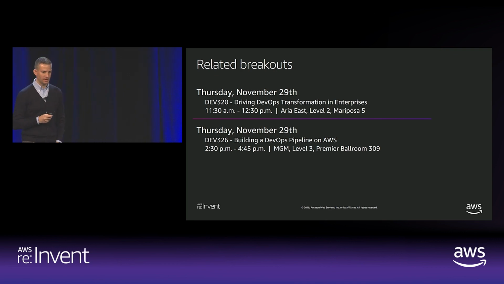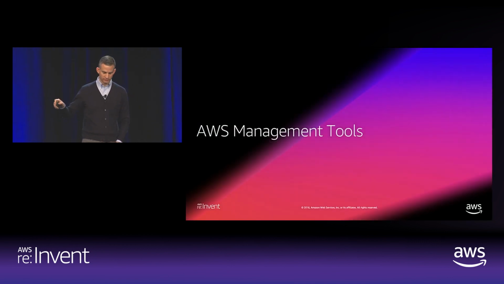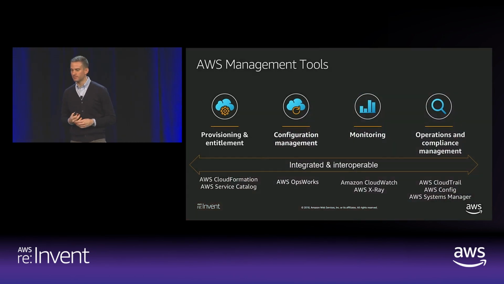Now, if I say management tools, what do I mean by that? If you look at the different services that we offer at AWS, we think of them as different tools that help you to handle the different stages of the application lifecycle or infrastructure management lifecycle, right? So first you need to provision the resources that you need in order to run your application. There we have CloudFormation and Service Catalog that help you with that.